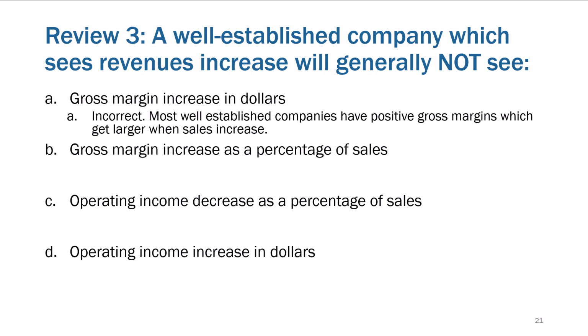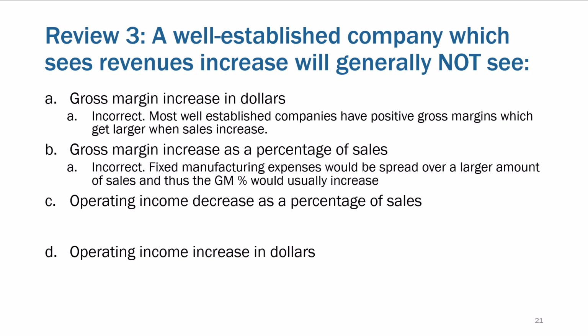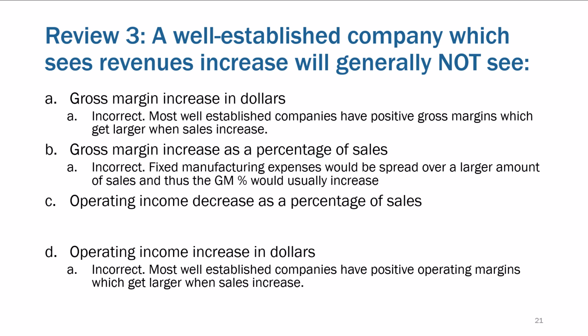Well, a gross margin increase in dollars, that's incorrect. If you're well-established and your revenues go up, you should probably have an increase in gross margin. Gross margin increase as a percentage of sales, you're probably going to see that as well because your fixed expenses are going to be spread over a larger amount of sales. So if you're a healthy company, revenues go up, your gross margin percentage probably goes up as well. Operating income increase in dollars? No, it's incorrect. You probably are going to see that, right? You're going to be making more profits.